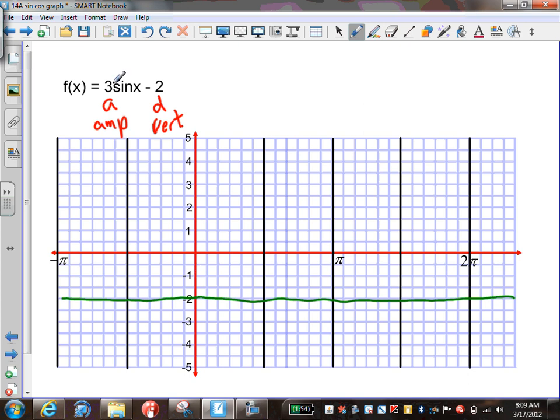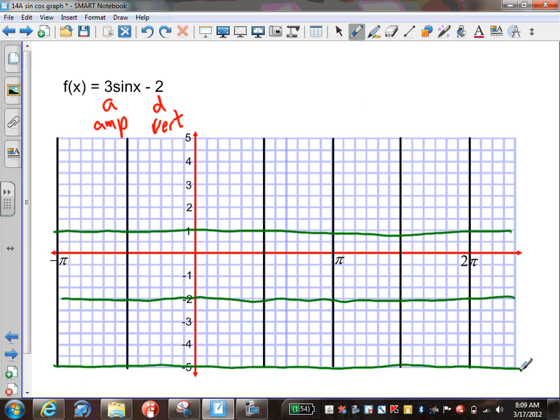Now my amplitude means instead of going up to 1 and down to negative 1, and we're moving a distance of 1, I'm going to move a distance of 3. So from negative 2, I'm going to go up to 3. And so what's negative 2 plus 3? I'm at 1. So that's the top of my curve. And at negative 2, I'm going to go down 3, and I'm going to be at negative 5. So I'm basically basing myself guidelines. These green lines are not part of the curve. They're just giving me boundary lines for what I'm looking for.